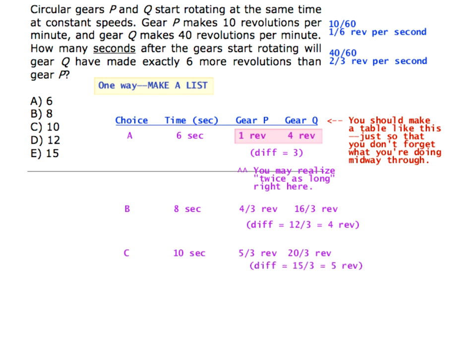We're getting close, right? B is 12 seconds. 1/6 of 12 is 2 seconds, 2 revolutions. 2/3 of 12 is 8 revolutions. Difference is 6. We win. I mean, it's still not terrible, right? You can do this.